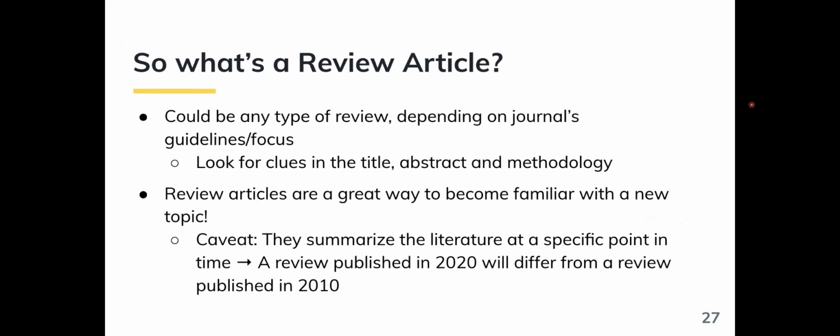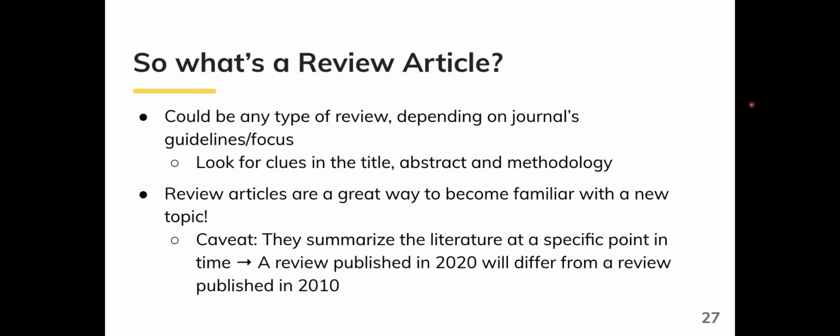You can look for clues in the title, abstract, and methodology section to see what type of review it is. And review articles are a really great place to start when you're doing research. They summarize a ton of information on a specific topic, and they usually have a really rich references section. So you can use that references section to find additional sources.